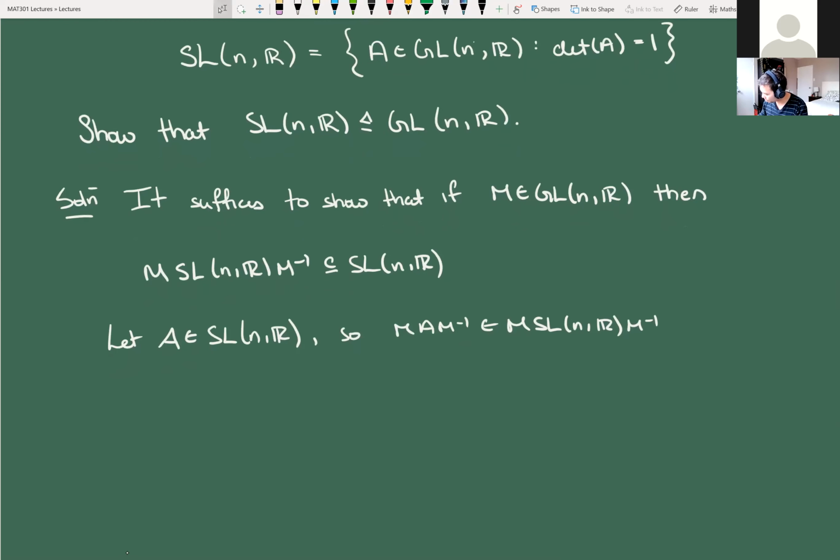And what do we want to do? We want to show that that's in SLNR. But the definition of SLNR is just that it has determinant 1. So let's check the determinant of this thing. Computing the determinant.